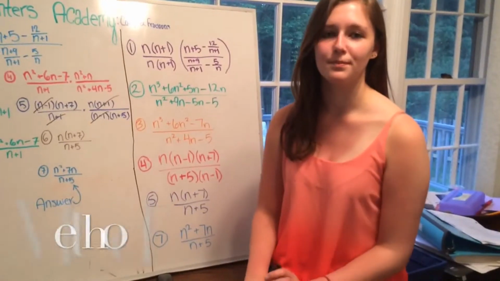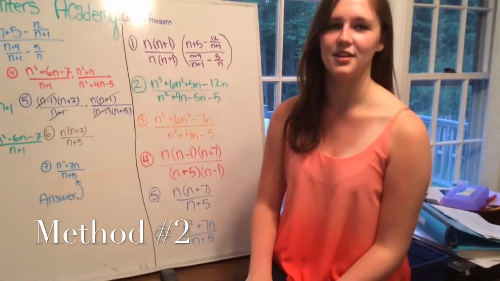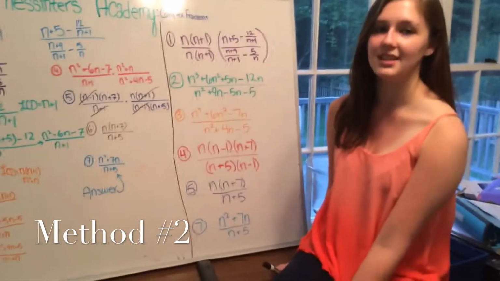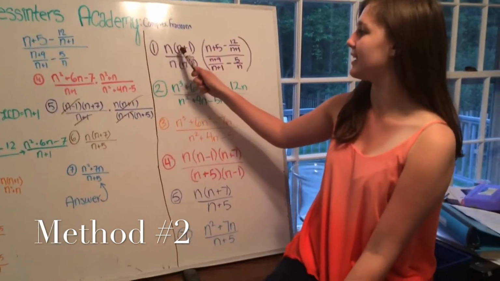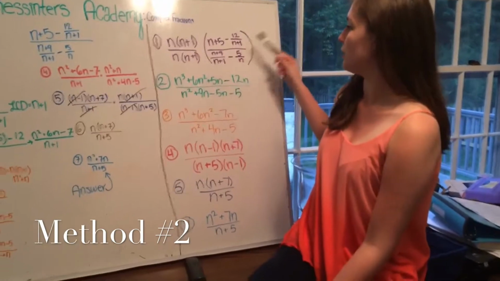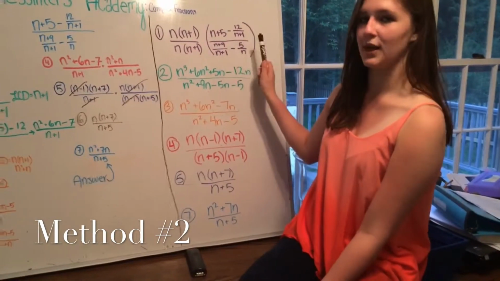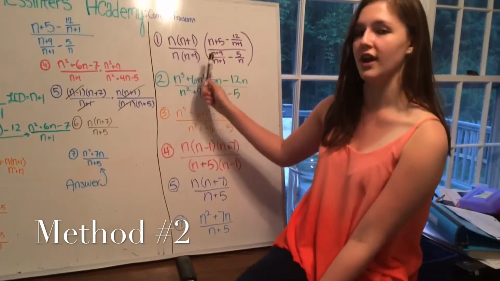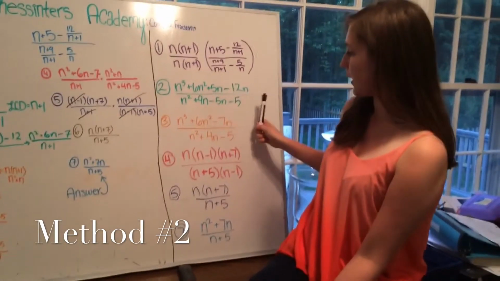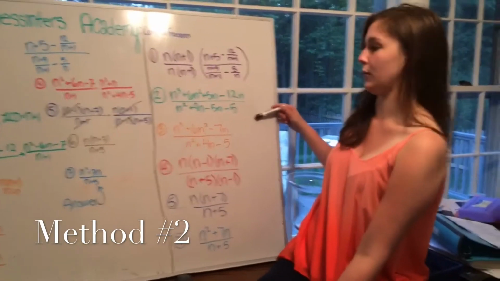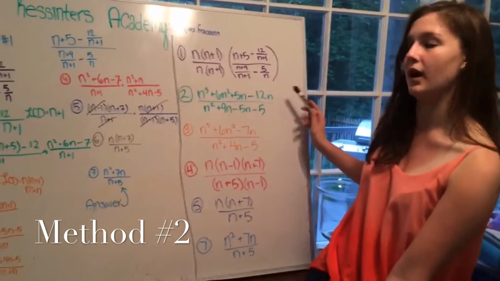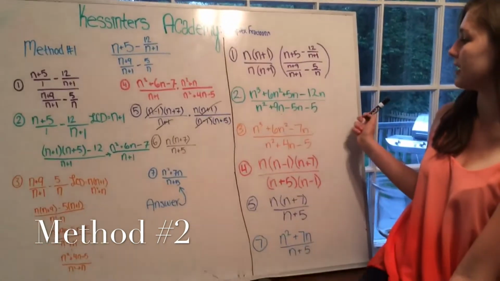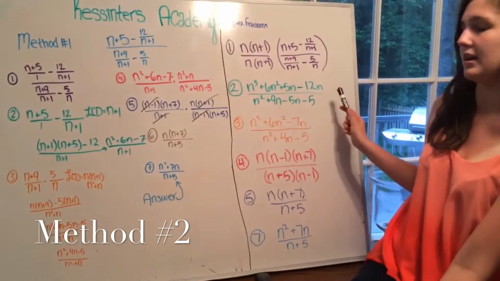So now we're going to solve the same equation using method 2. First, we're going to find the LCD of both the numerator and the denominator. In this case, it's n times n plus 1. So we multiply the original expression by n times n plus 1 over n times n plus 1. By doing so, we get this equation: n cubed plus 6n squared plus 5n minus 12n, all over n squared plus 9n minus 5n minus 5.